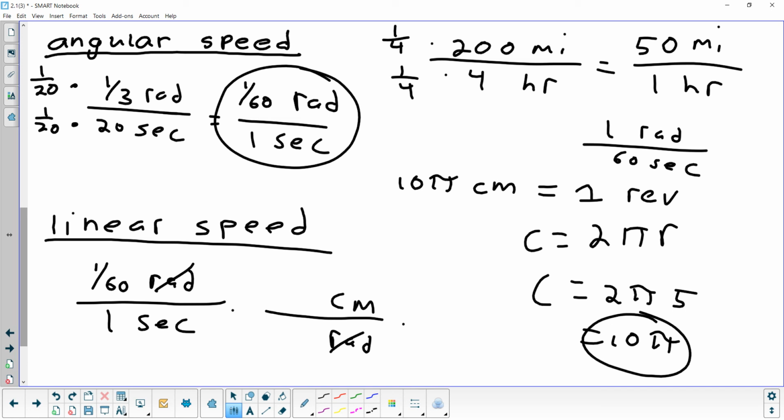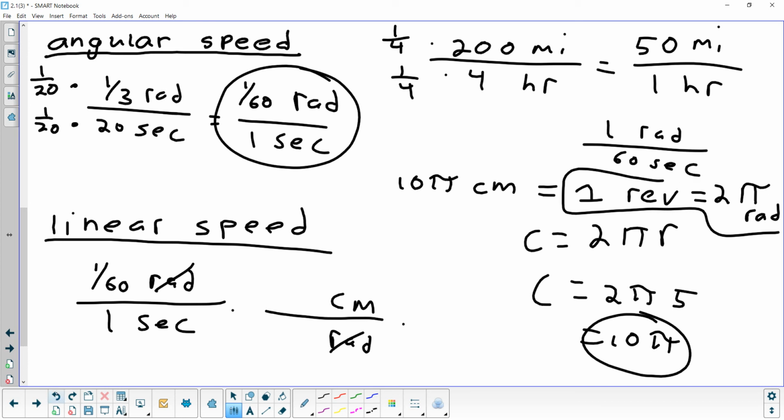Now I have radians here, but that's okay. It's not that far off. How many radians in 1 revolution? I think I asked that earlier. Yeah, 2 pi. So using the circumference formula, we know that there are 10 pi centimeters in a revolution, and we know that there are 2 pi radians in a revolution. This part is a standard conversion that never changes. There are always 2 pi radians in a revolution.